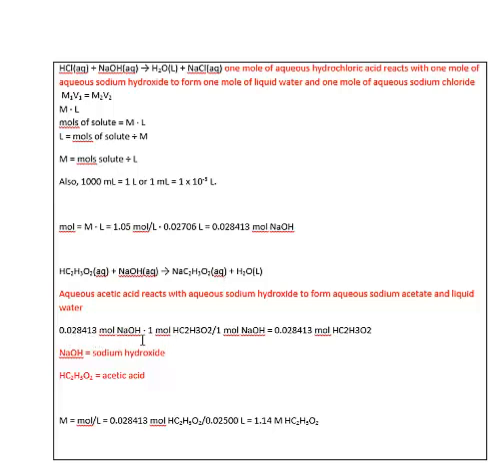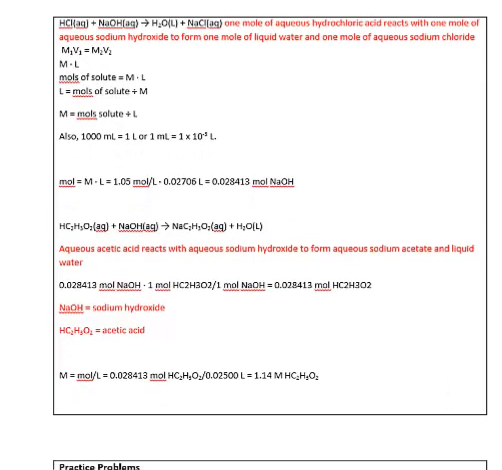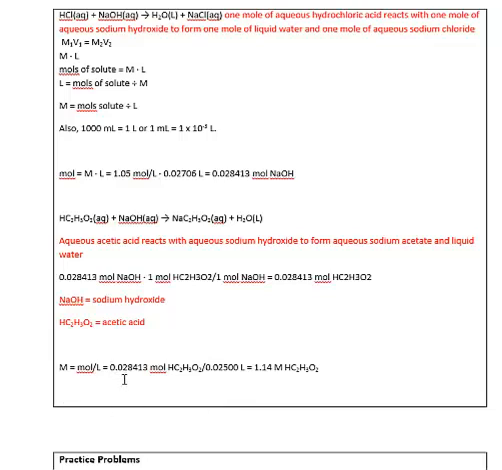Aqueous acetic acid reacts with aqueous sodium hydroxide to form aqueous sodium acetate and liquid water. 0.028413 moles of sodium hydroxide times 1 mole of acetic acid divided by 1 mole of sodium hydroxide equals 0.028413 moles of acetic acid. So these two formulas of acetic acid should have the subscripts that this chemical formula does. This 2, that 3, that 2, this 2, that 3, that 2 should be subscripts. Here's the formula right here.